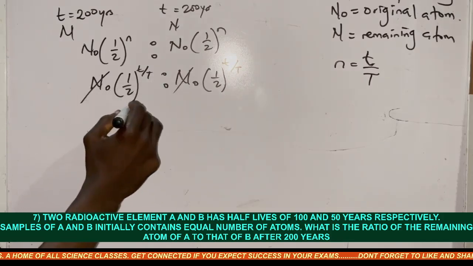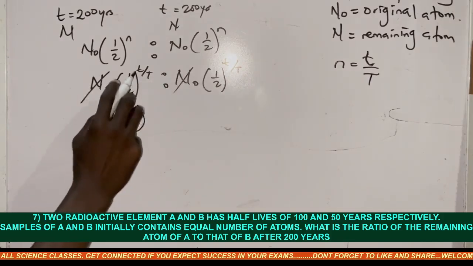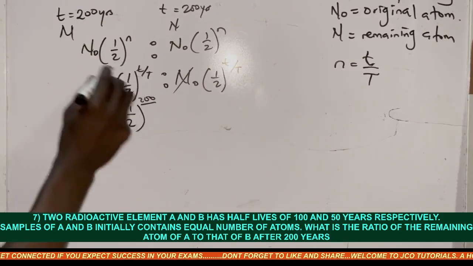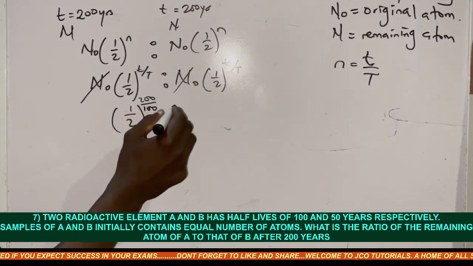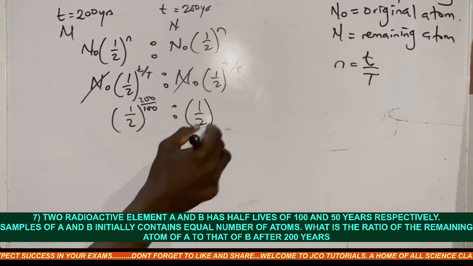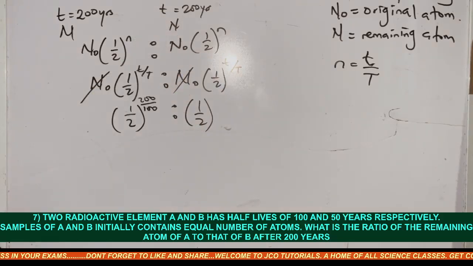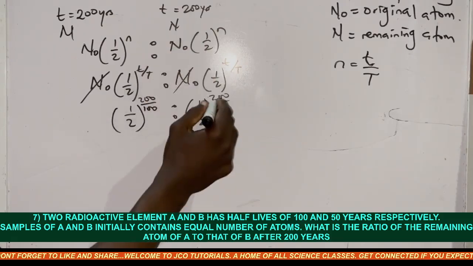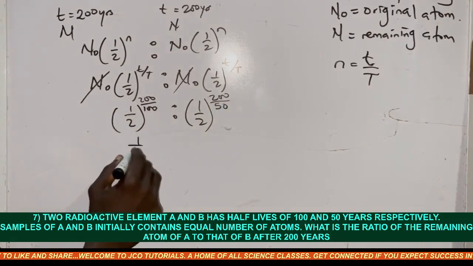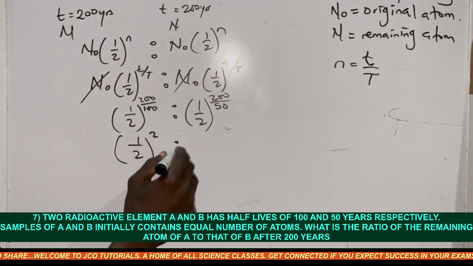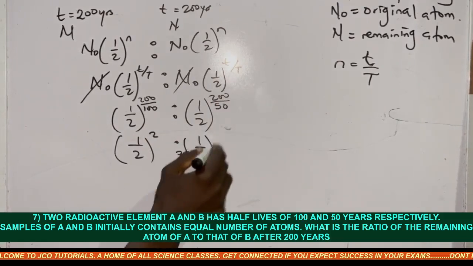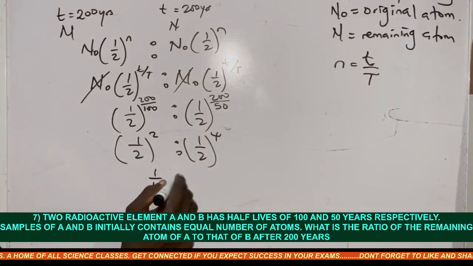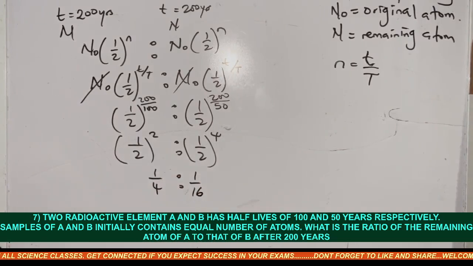So this is gone. I have 1 over 2 raised to power. My small t here is 200 over my half-life here, which is 100. Ratio 1 over 2 raised to power, my time of decay there, small t, is 200. My half-life here is 50. When I divide, I have 1 over 2 raised to power 2 ratio 1 over 2 raised to power 4. Of course, after dealing with this, you will have 1 over 4 ratio 1 over 16.